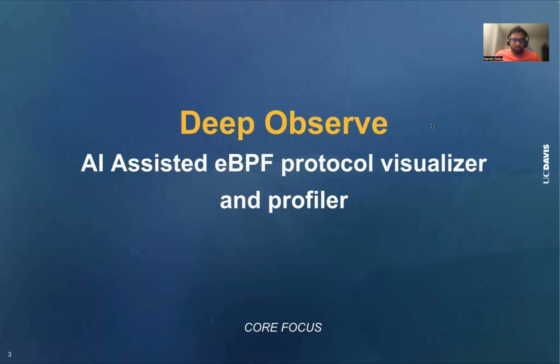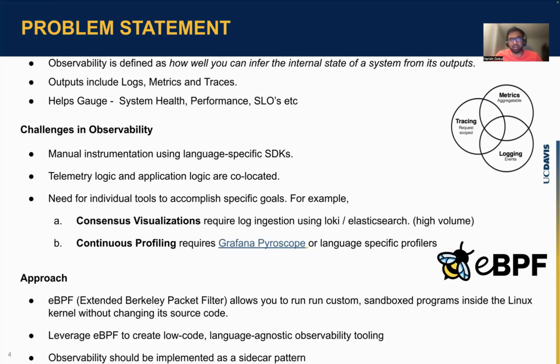Let's start off with DeepObserve, an AI-assisted eBPF protocol visualizer and profiler. The problem statement. Observability is defined as how well you can infer the internal state of a system from its outputs. So these outputs could be logs, metrics, and traces, and they help gauge system health, performance, SLOs, etc. But there are a few key challenges in observability.